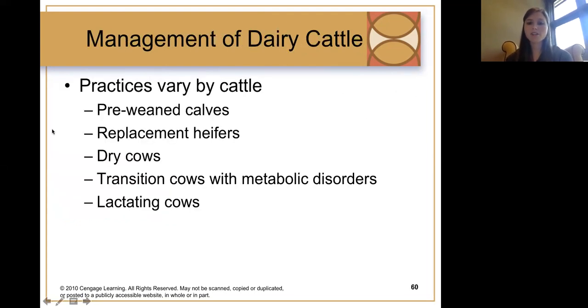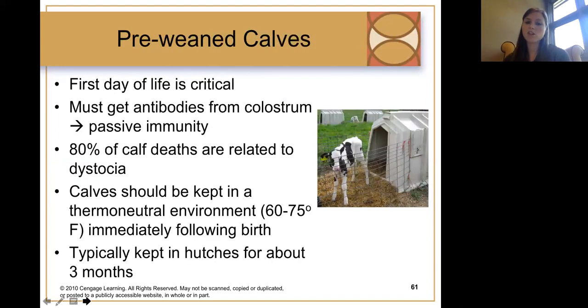So how dairy cows are managed, the practices can vary by cattle and by their stage. So you have pre-weaned calves, replacement heifers, dry cows, transition cows that have metabolic disorders, and lactating cows. You would manage each of those differently, so I'm just going to touch on a little bit of that.